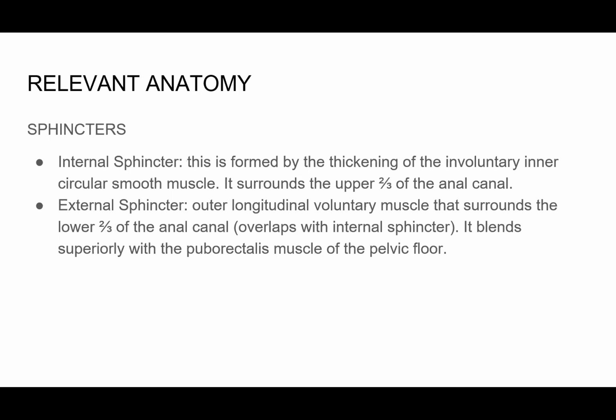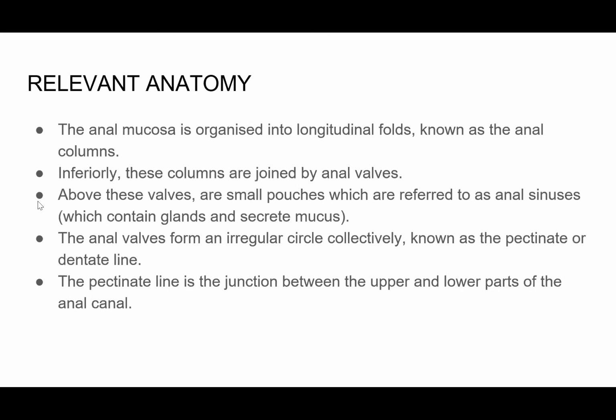Next slide. The anal canal has two sphincters, notably the internal sphincter and the external sphincter. The internal sphincter is formed by the thickening of the involuntary inner circular smooth muscle, and it surrounds the upper two-thirds of the anal canal. The external sphincter is formed by the outer longitudinal voluntary muscle. It surrounds the lower one-third, as it overlaps part of the internal sphincter to blend superiorly with the puborectalis muscle of the pelvic floor.